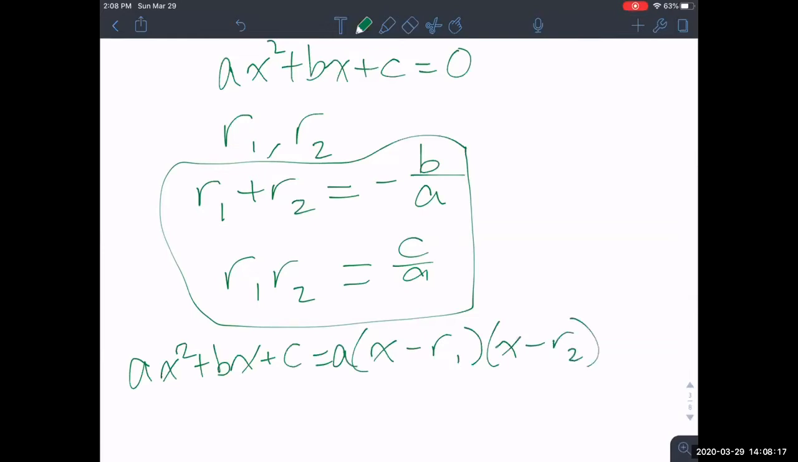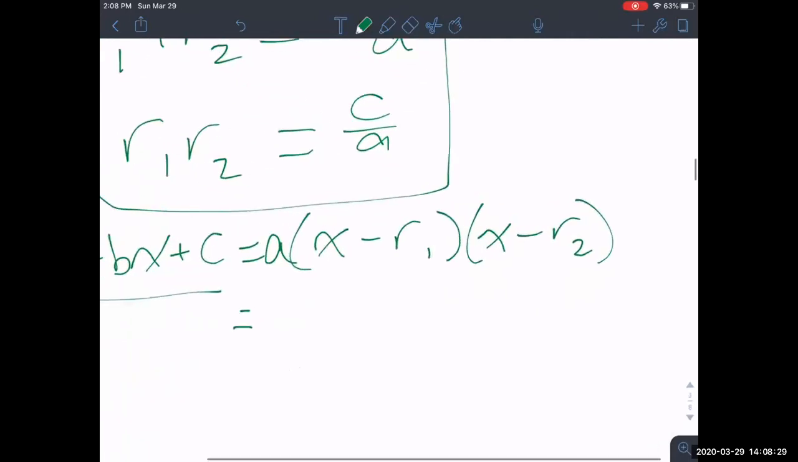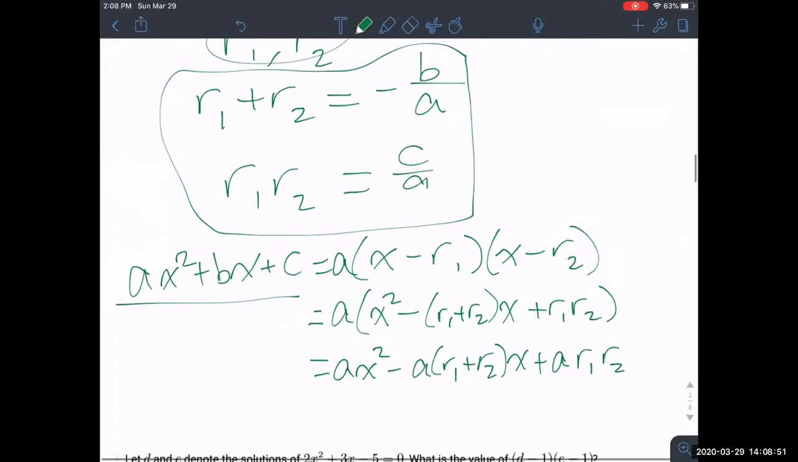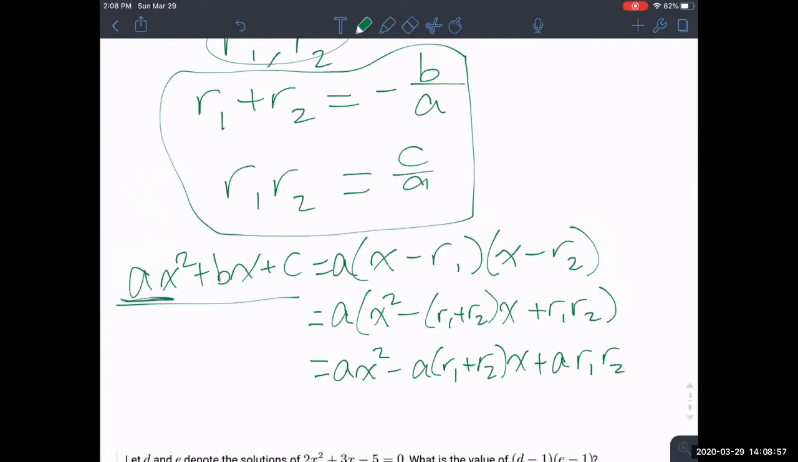We know that we can factor it like this because we have these two as roots, and that would satisfy this side being 0. Now, when we expand the right side using FOIL, we have a times (x squared minus (r1 plus r2)x plus r1 r2). And multiplying that out with the distributive property, we get this. Now we want to match up all of these coefficients with the ones on the left.